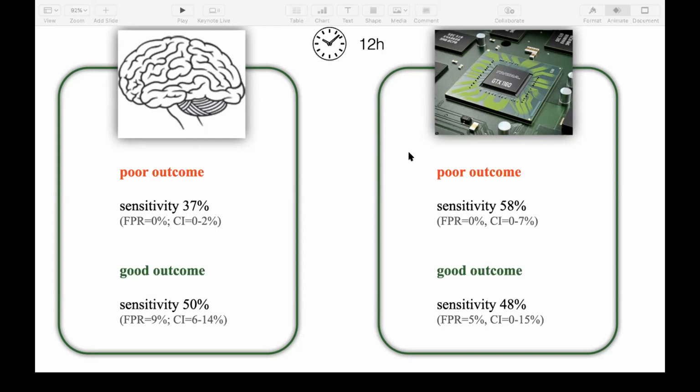And the deep net, the same EEG epochs at 12 hours, was able to identify patients with a poor outcome with a sensitivity close to 60%, and a similar performance for the good outcome of approximately 50%. So indeed, a little bit better than the human. I would already be very happy if it was the same. So that was definitely realized, allowing us to essentially use these algorithms to assist in the decision making.